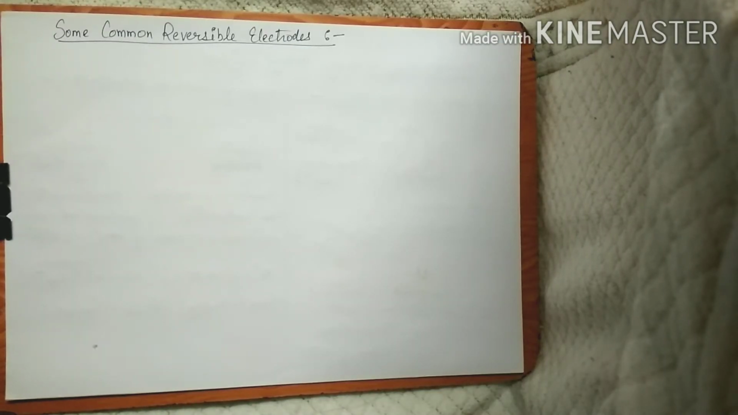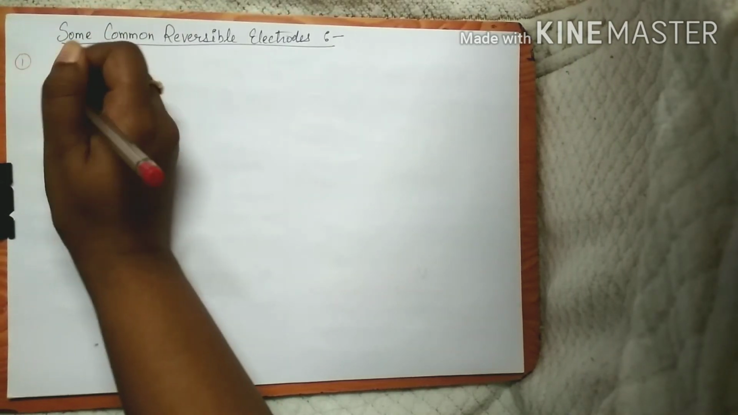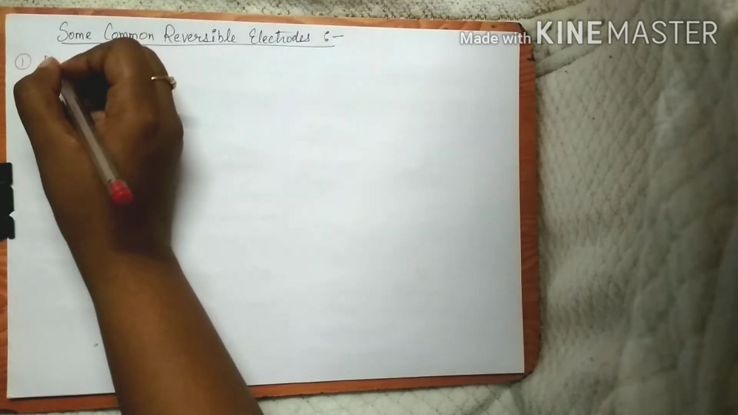Now we are going to discuss some common reversible electrodes. And the first type of electrode which we are going to discuss is metal ion electrodes.